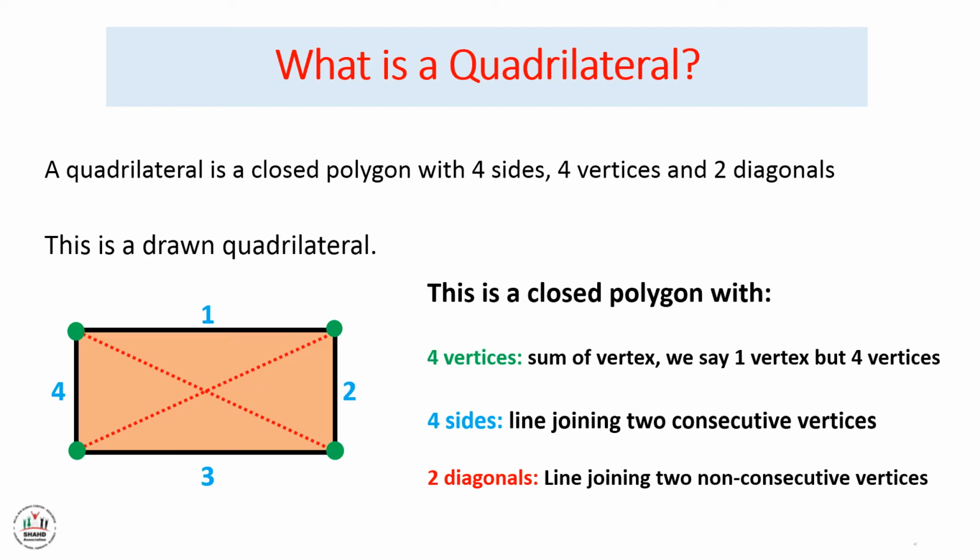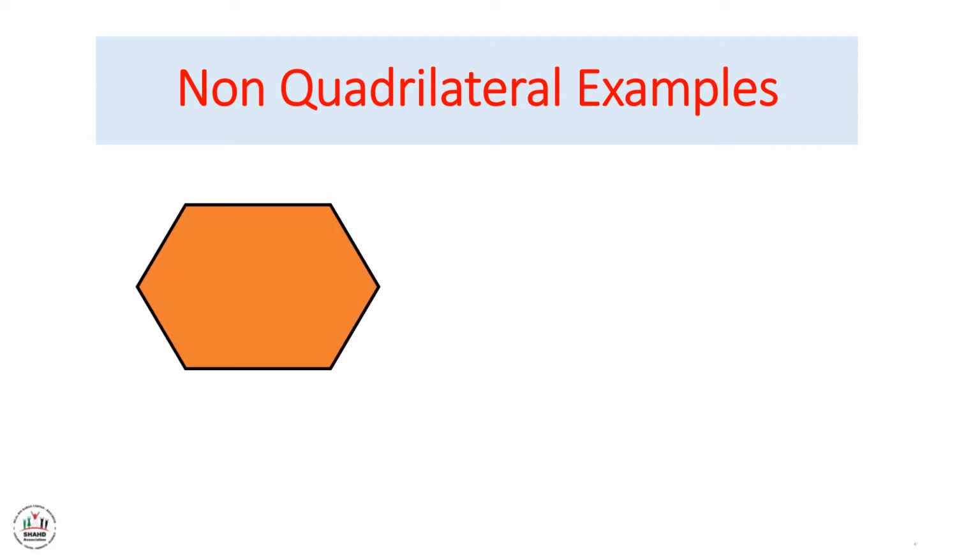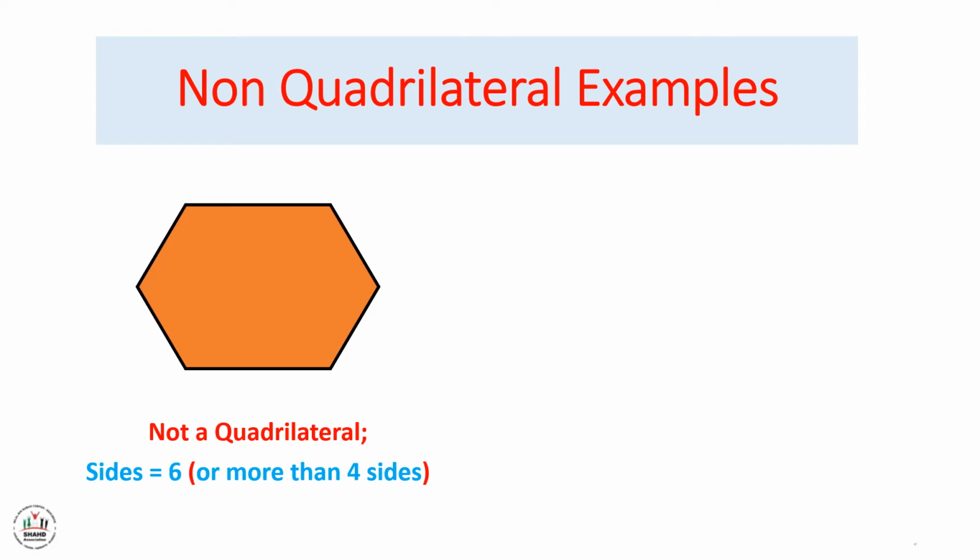So a quadrilateral is a closed polygon with 4 sides, 4 vertices, and 2 diagonals. Now, non-quadrilateral examples. So this shape is not a quadrilateral since we have 6 sides. So in this shape we have 6 sides.